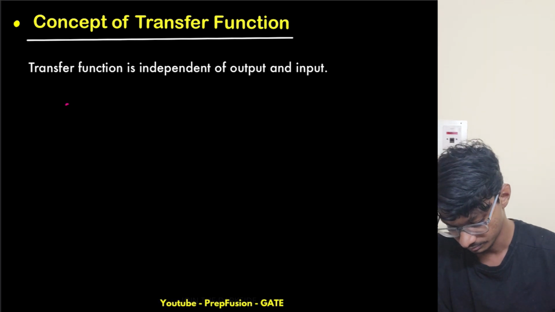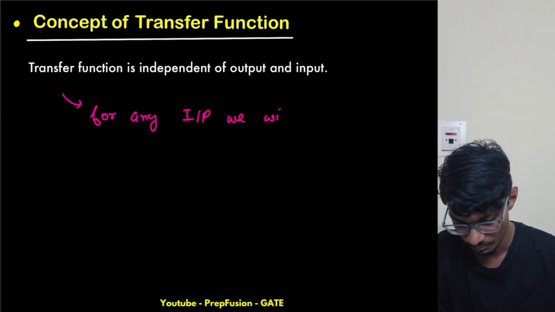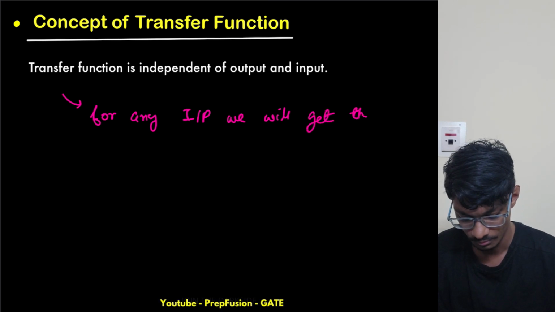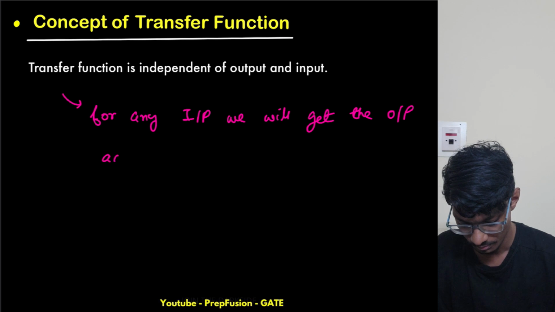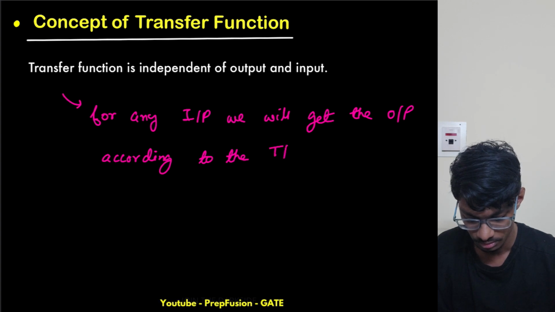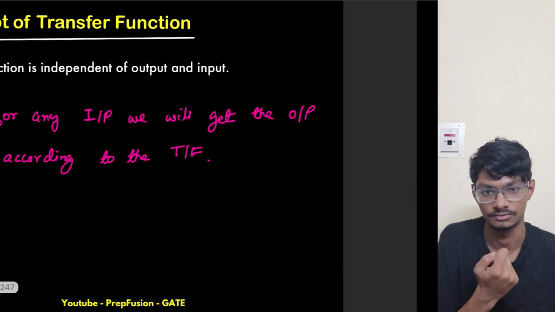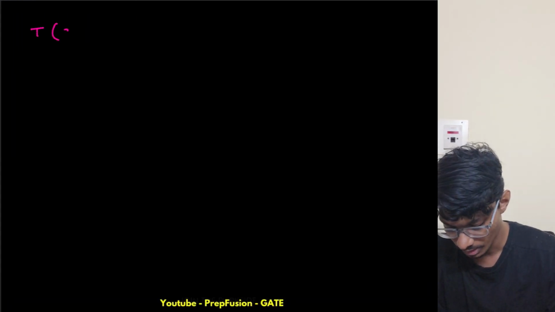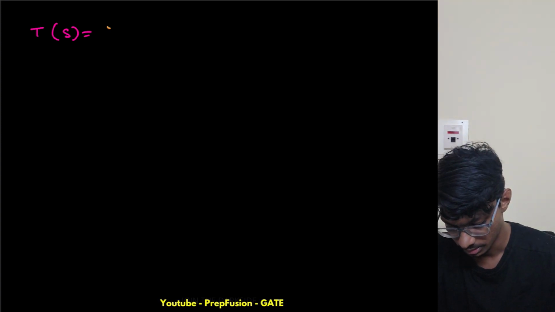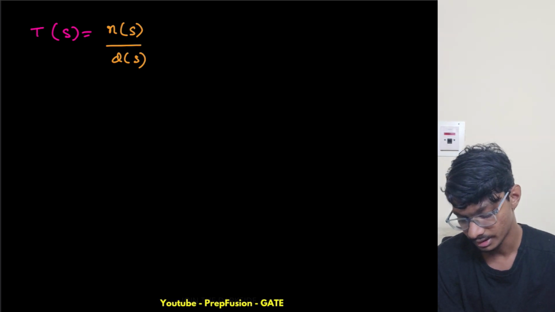So let me write this. To the transfer function, right? So yeah, this is one more point to note. Now, how can I write the transfer function? The transfer function can be written as, let me write it in another color, N(s) upon D(s). I am just trying to explain one point, right? So this is the numerator and this is the denominator.